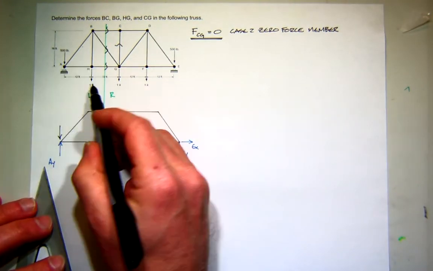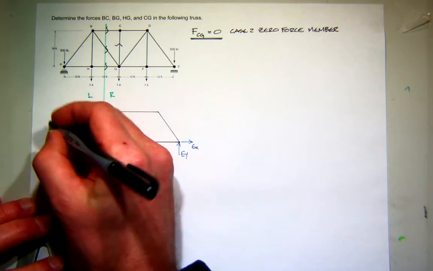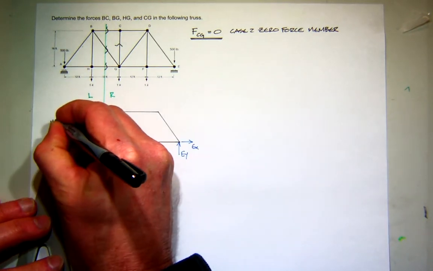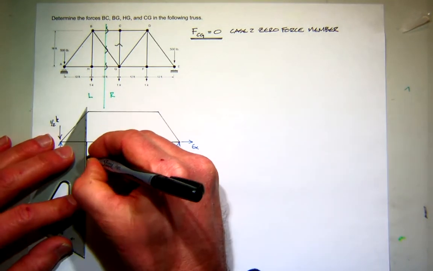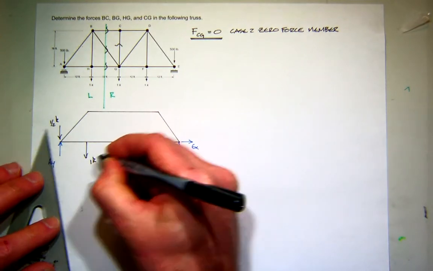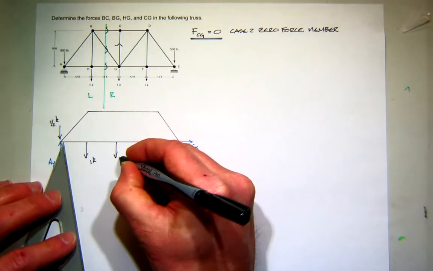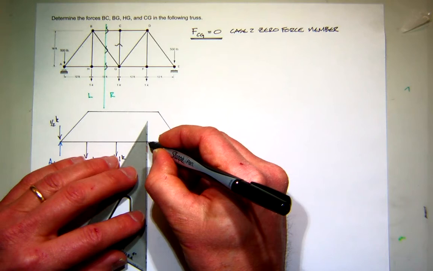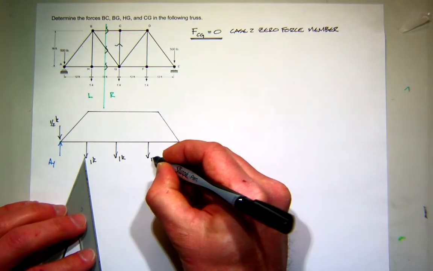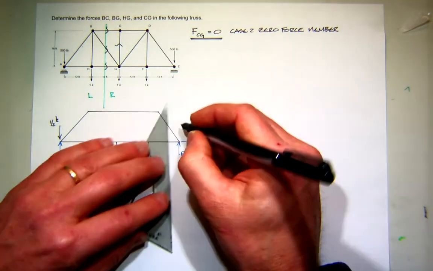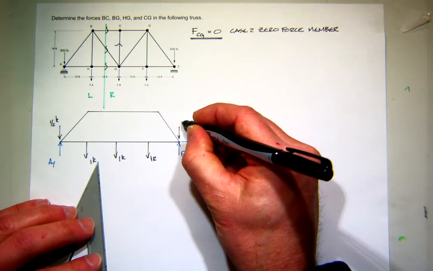And what I have applied, though, are a lot of forces. This is 500 pounds. All the other ones are in kips. So I'm just going to write that as half a kip. And then I would have 1 kip, another 1 kip, another 1 kip, and this other half kip over here.